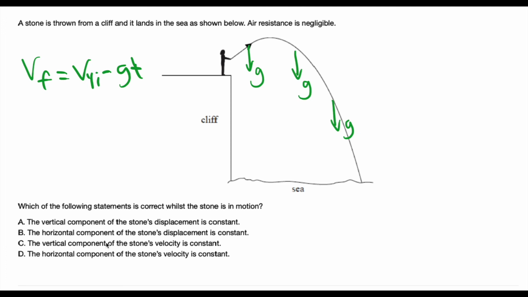D says the horizontal component of the stone's velocity is constant. This is correct because if this is the initial velocity, then its horizontal velocity always remains constant. Here's the theta, and here's the initial velocity. So D is correct.